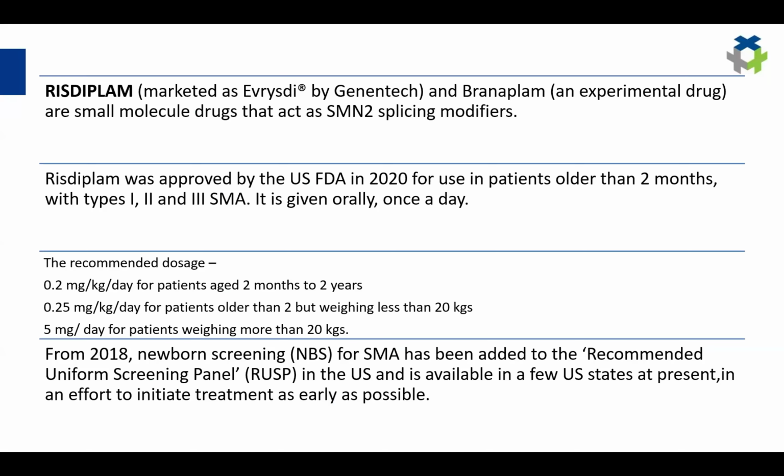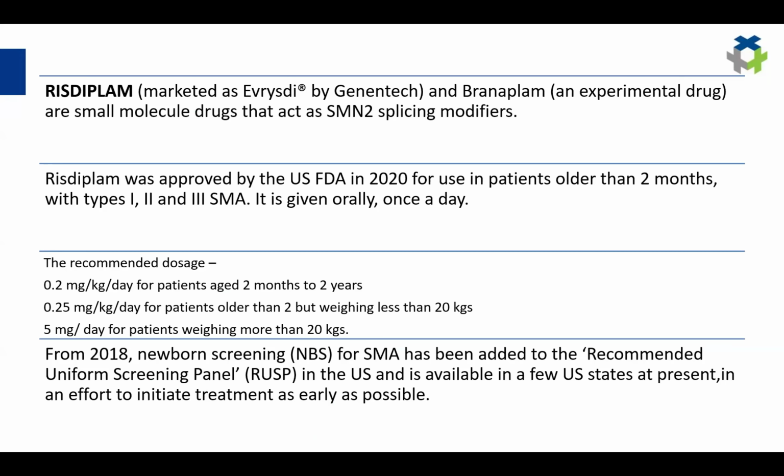Risdiplam was approved by the US FDA in 2020 for use in patients of age more than 2 months. The dose is 0.2 mg per kg per day for patients aged 2 months to 2 years, 0.25 mg per kg per day for more than 2 years but less than 20 kg, and 5 mg per day for more than 20 kg.